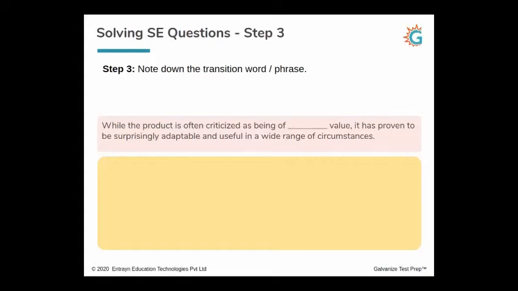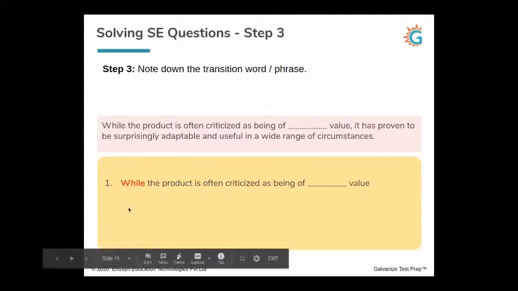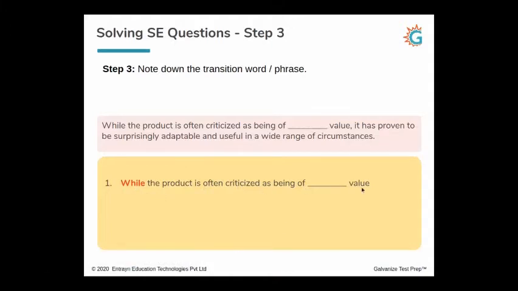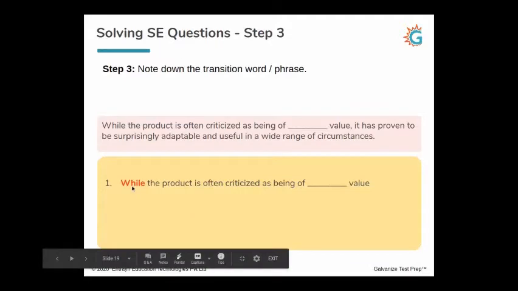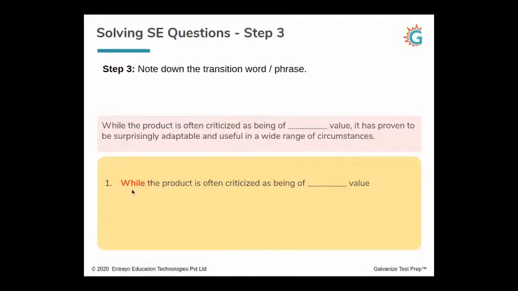In the first part we have, while the product is criticized as being of blank value. Whenever this occurs, you can simply eliminate this while. You can just read the sentence this way: the product is often criticized as being of blank value. Instead of while, add but to the second part. That is also acceptable. While, although, even though, whenever these words are used, you can simply remove that word from the first part and add but to the second part. It's the same. Just to understand it simply.